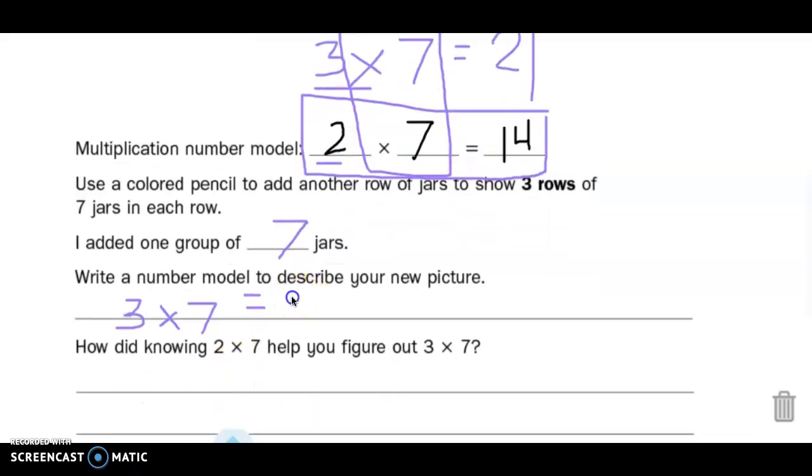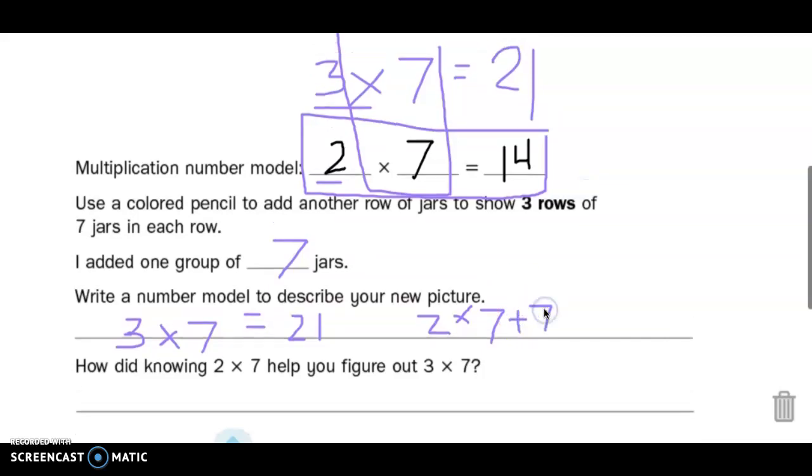So we said 3 times 7 equals 21. Another way we could have done it is we could have taken this 2 times 7 and then we could have said, and then you know what? We're going to add a 7 because that's what I just did.